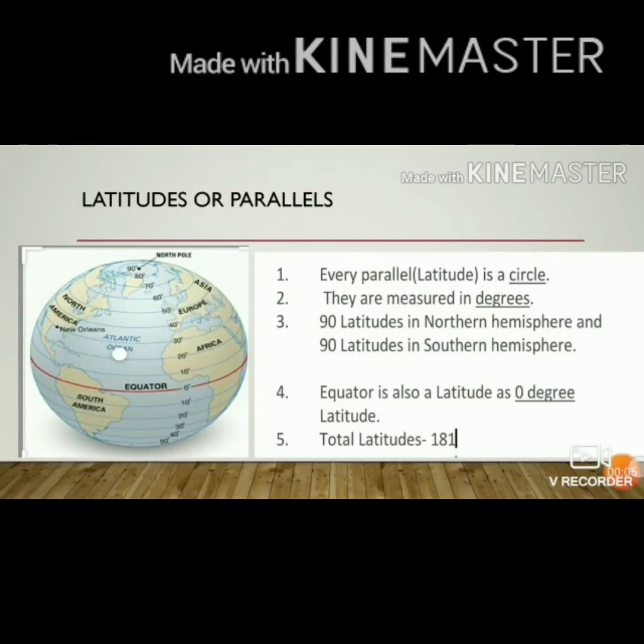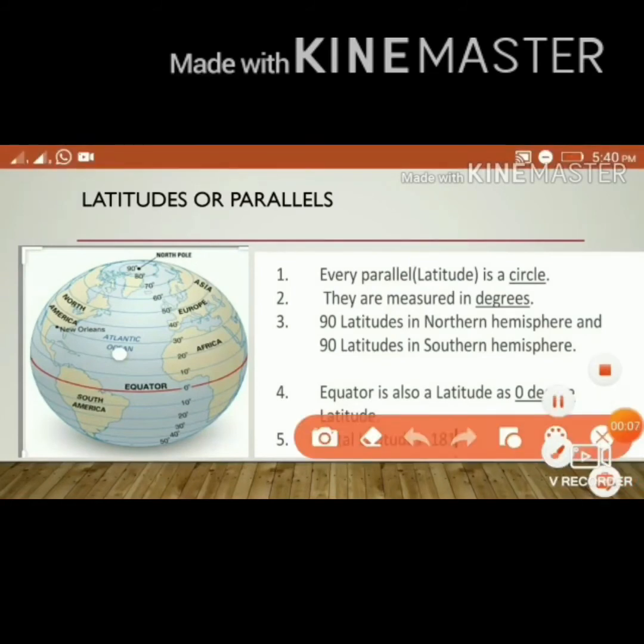The very first one is every parallel is a circle. Every parallel forms a complete circle. Second, they are measured in degrees. Just like in maths, we measure things in different units. Here on the globe, we measure lines in degrees. Now there are 90 latitudes in the northern hemisphere, that means in the upper part of the equator, and the same, there are 90 latitudes in the southern hemisphere, that is below the equator.